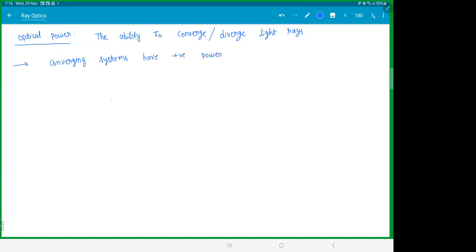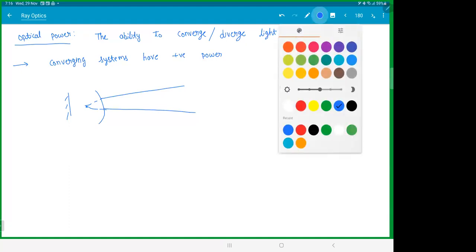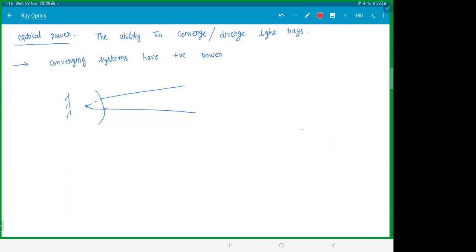That means what is happening now? If this is my eye, whatever light rays are coming are actually falling in front of the retina. So I need a lens which will not converge but diverge a bit. Meaning after going through this, the light rays will diverge slightly more, and then they'll form on the retina. So people with negative glasses power are using diverging lenses.